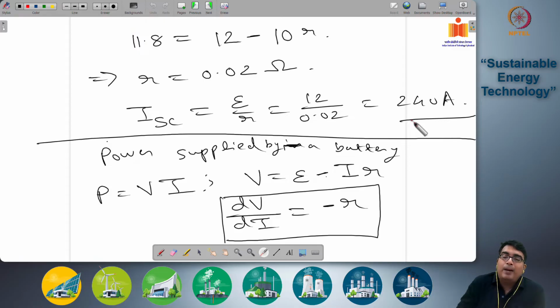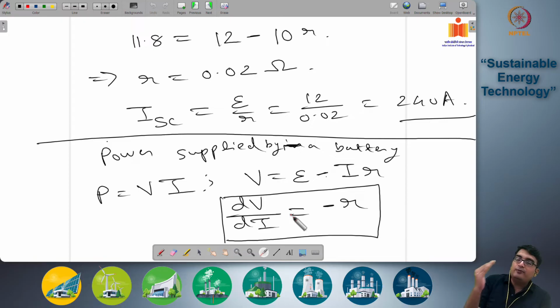The next important point is how much power is being supplied by a battery. Now, power is voltage into current, and what is voltage? Electromotive force minus current into small r, right? So, the rate of change of voltage with change in current, given a constant electromotive force, is minus r. So, dV/dI is minus r.